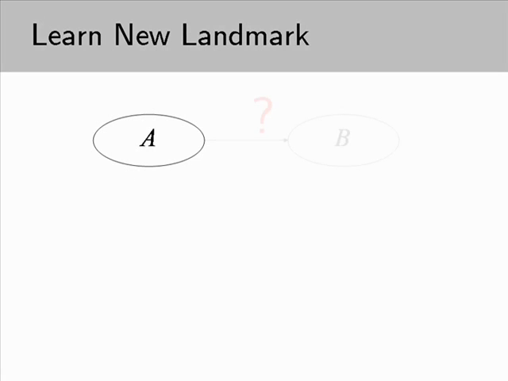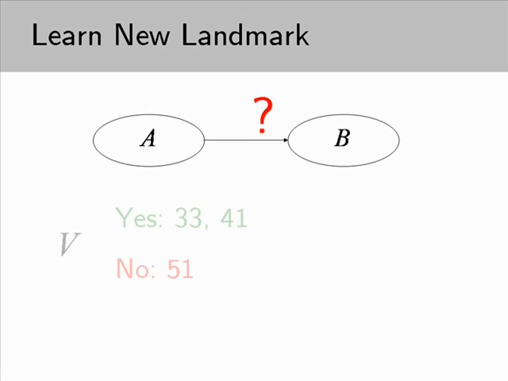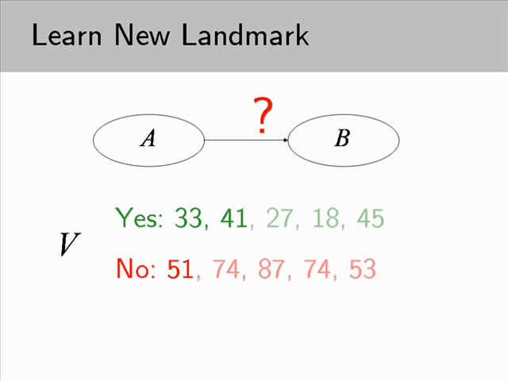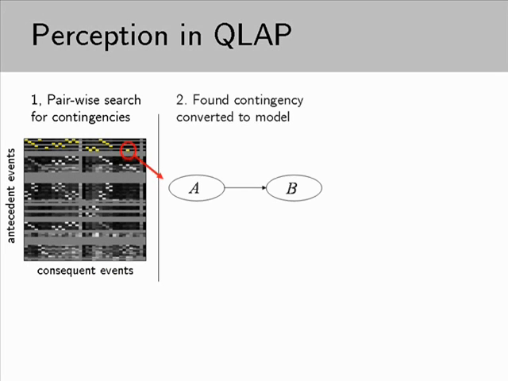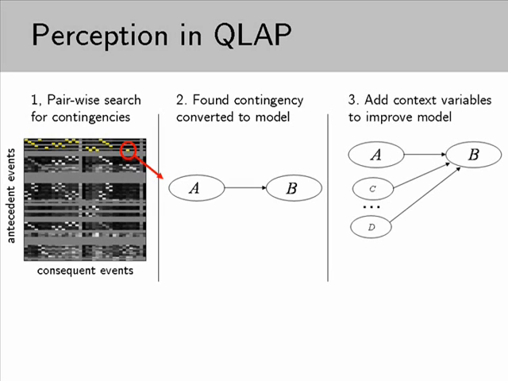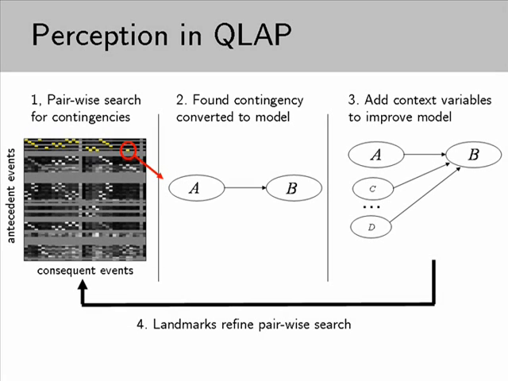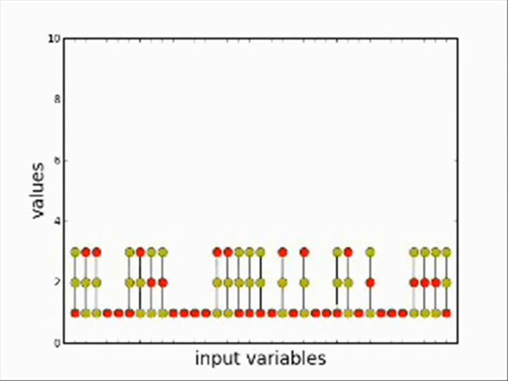The models also allow us to learn new landmarks. For an event A, we can look to see if event B follows. And then for some variable, we can look at its real values and see if there's a cut point that better predicts when B will occur. Okay, so we have a pairwise search for contingencies. When one is found, it's extracted, and then we add context variables and make it more reliable, and then we add new landmarks, and this goes around and around, making more models and landmarks.